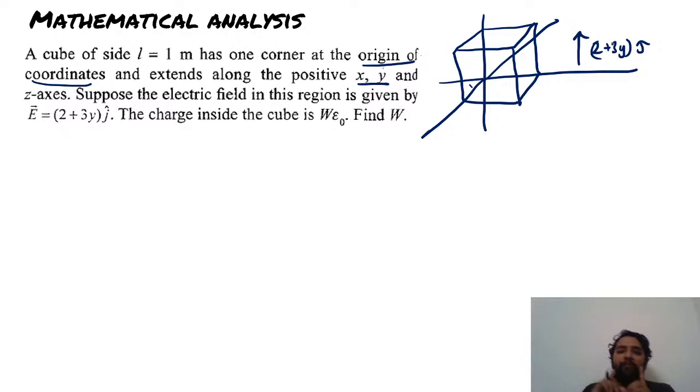Getting it? So if the field is acting only upwards, what is the total flux, and the charge inside the cube is being asked. This is a wonderful question, guys. It is equal to W times epsilon naught, find the value of W. Okay, so how do we solve this?